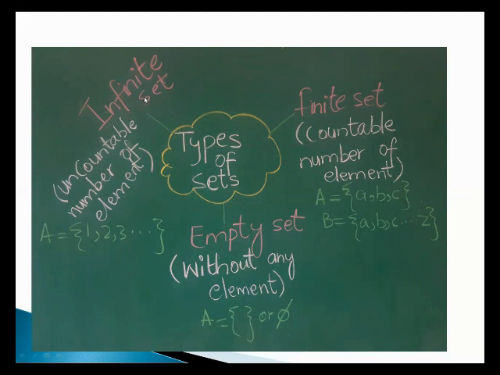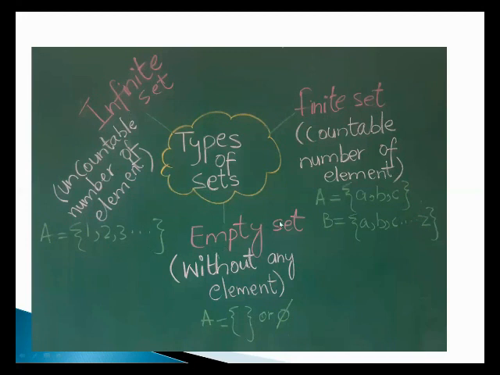Next is infinite set. Infinite means uncountable number of elements. Like set A, whose elements are 1, 2, 3, dash, dash, dash. You can see its last limit is not given. So it means its elements cannot be counted. So this type of set is known as an infinite set.